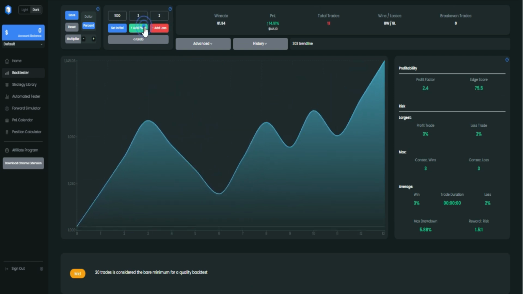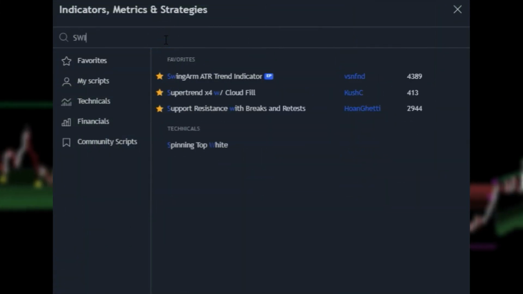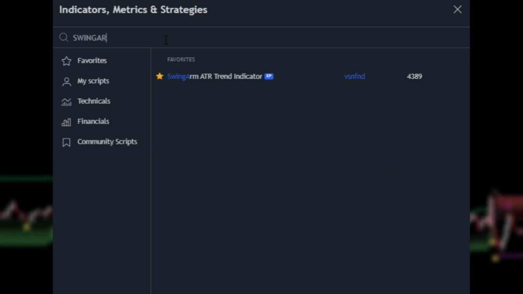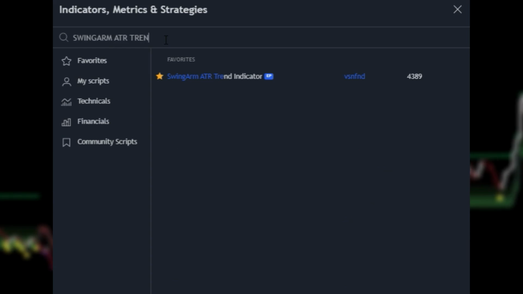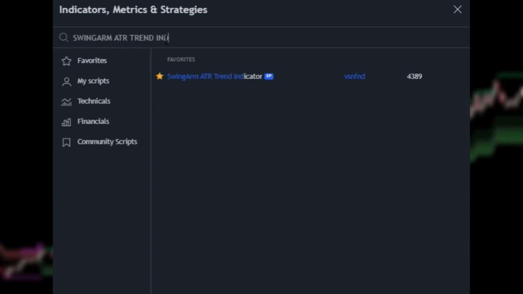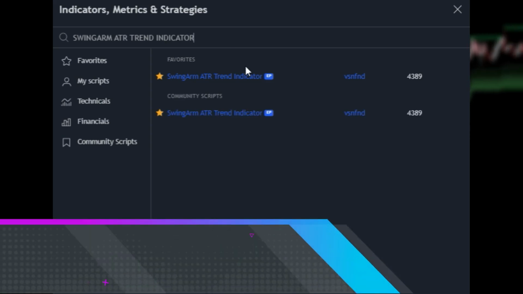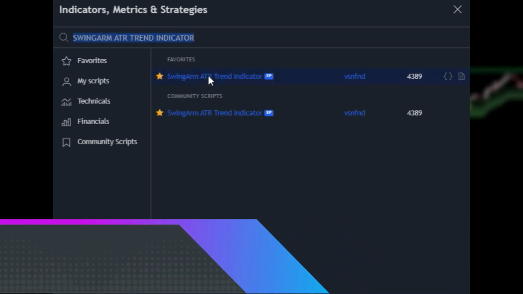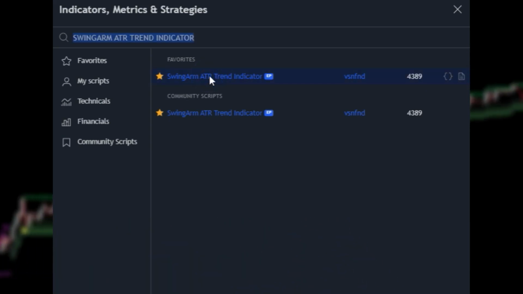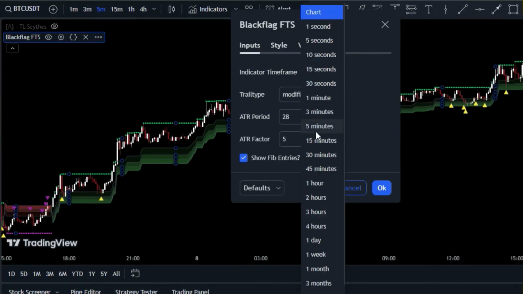Alright, let's dive back into our strategy. For our second indicator, we'll be using the swing arm ATR trend indicator. This handy tool aids us in trading in line with the market trend. Once you've added the swing arm ATR trend indicator, head over to its settings and adjust them as I do.